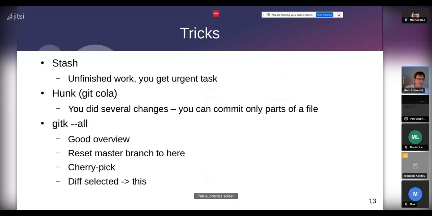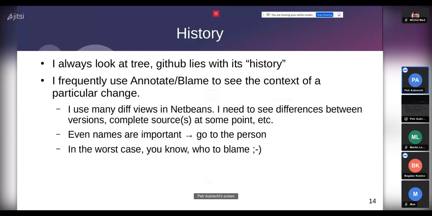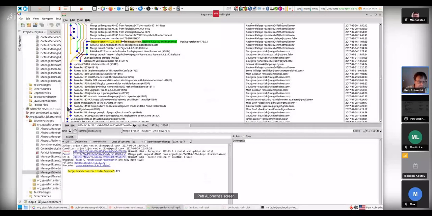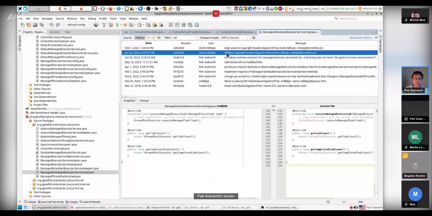If you say we are interested in how to work with hunks, we can try to practice it. Quickly go to the history. As you saw, I'm always in the tree. Usually I have several Git cases, because we are working on several projects, and I'm looking at the histories, what happened there. So that's my Git case. And very often I use the annotate.